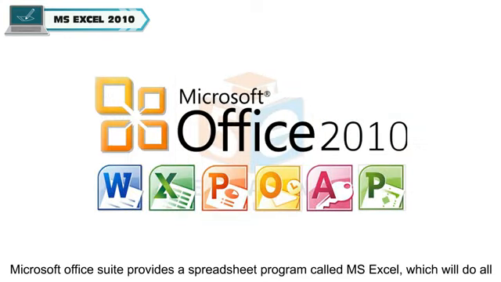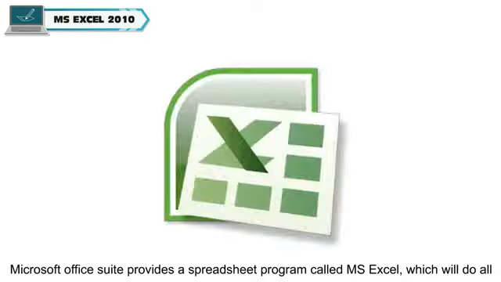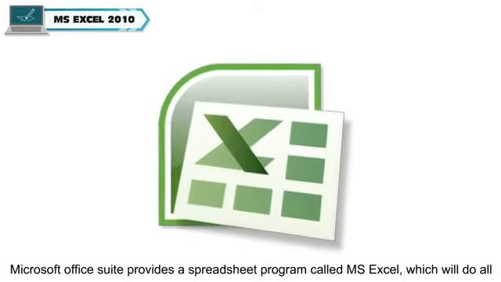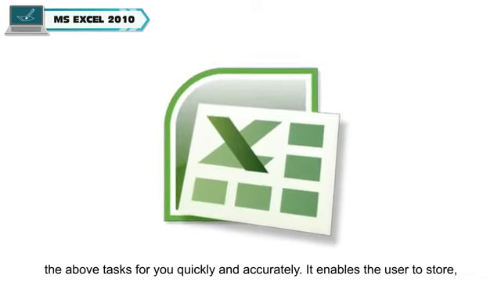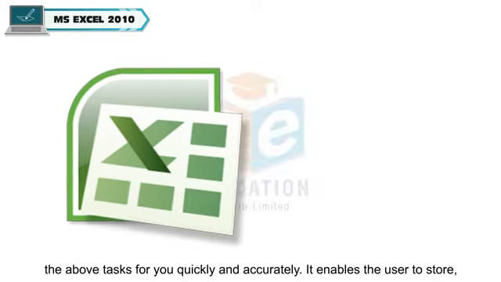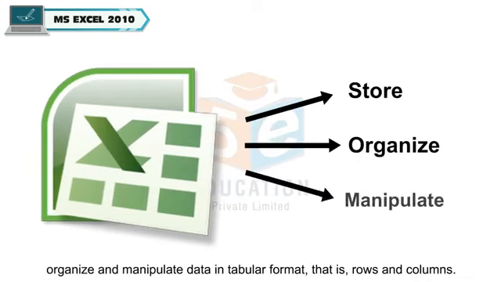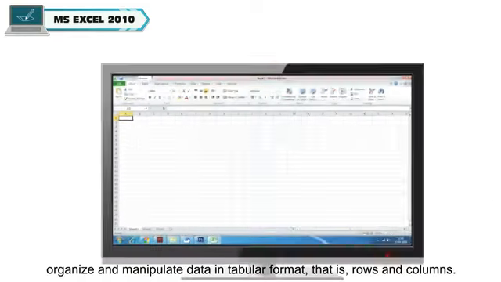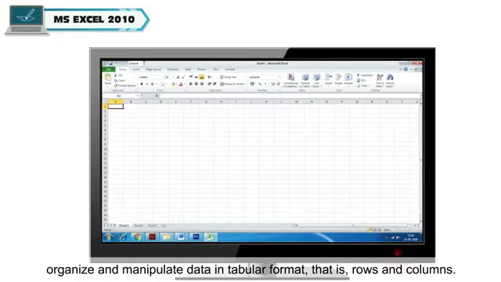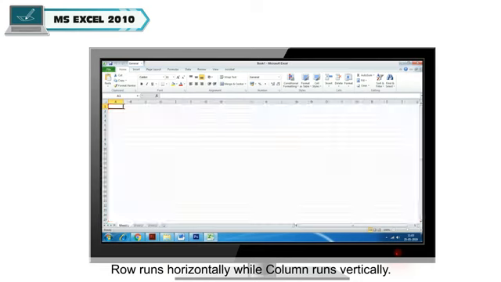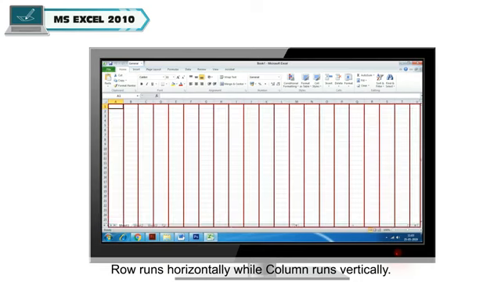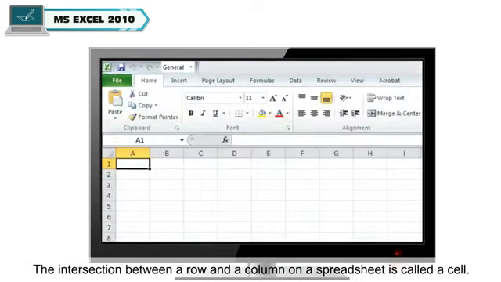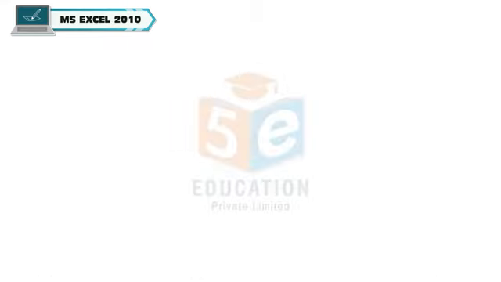Microsoft Office Suite provides a spreadsheet program called MS Excel, which will do all the above tasks for you quickly and accurately. It enables the user to store, organize, and manipulate data in tabular format, that is, rows and columns. Rows run horizontally while columns run vertically. The intersection between a row and a column on a spreadsheet is called a cell.